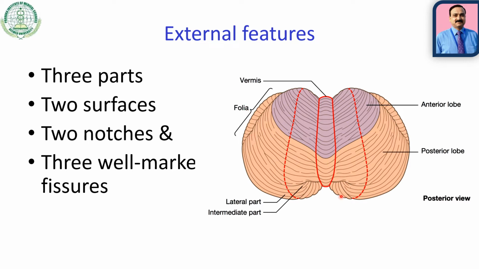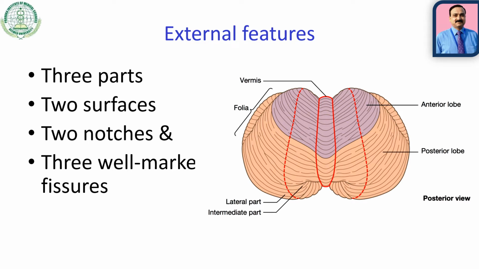So this is a diagram of cerebellum in which you can see there are three parts, two cerebellar hemispheres. This is one cerebellar hemisphere, this is another cerebellar hemisphere, and the central part is called as vermis.